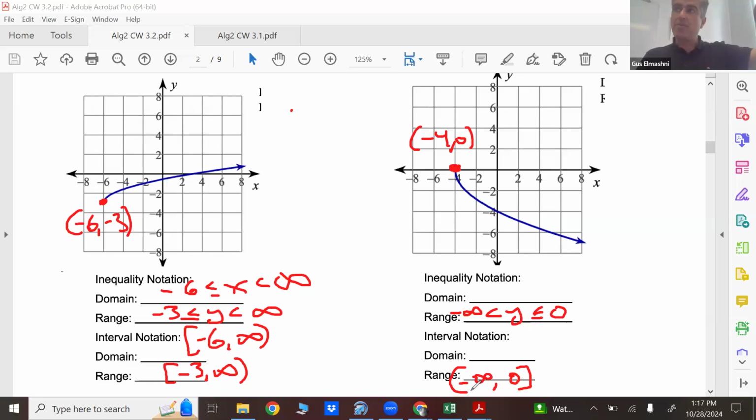Now change your perspective, change your mindset. Domain is x. Now you got to think horizontally. -4, is that the lowest or highest x value? Lowest. Yep, it's the lowest. And it'll be like this. And it is included. So you put -4 bracket infinity.